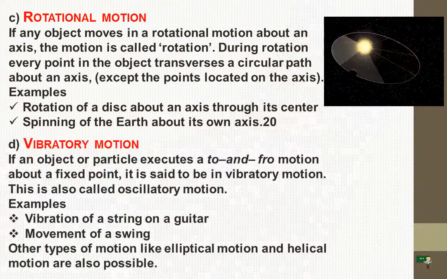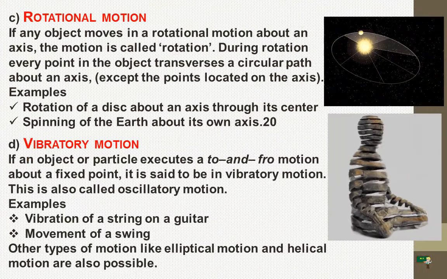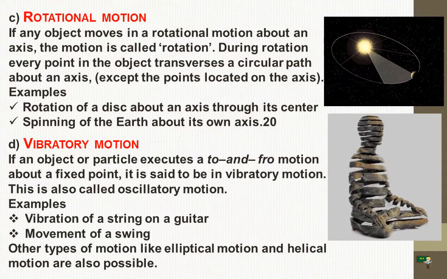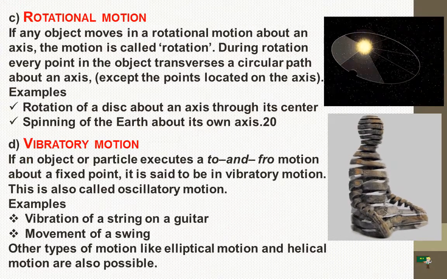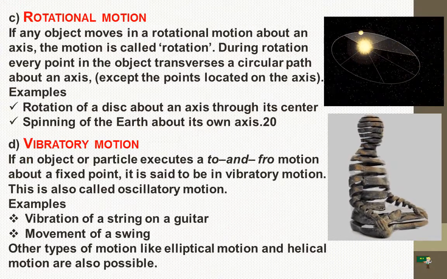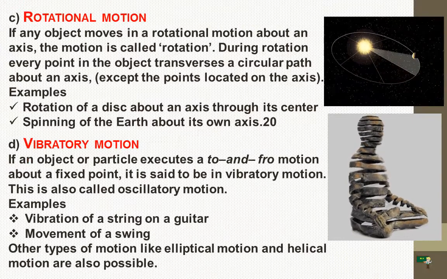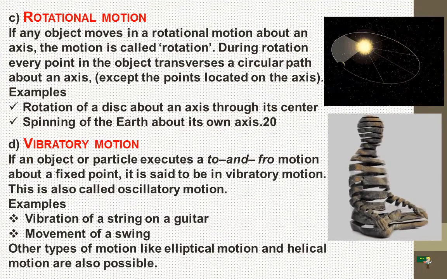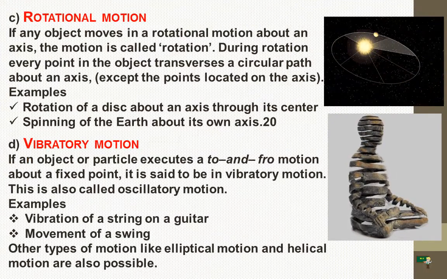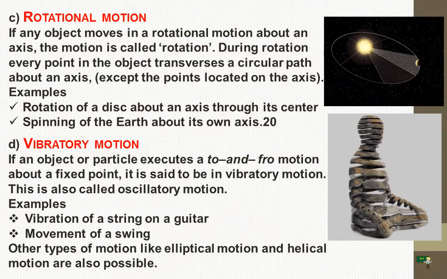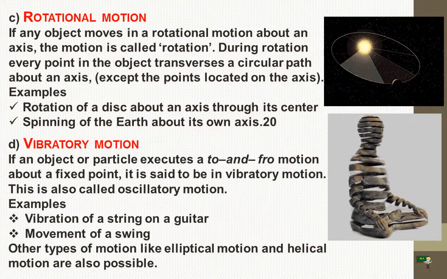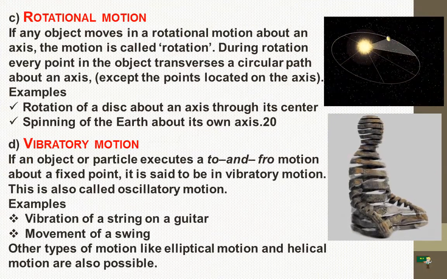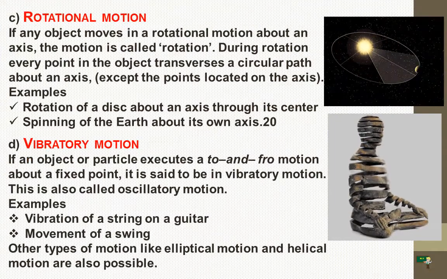The examples are rotation of a disk about an axis through its center, spinning of the earth about its own axis. Then the vibratory motion. What do you mean by vibratory motion? You can see the picture, a perfect vibration. If an object or particle executes to and fro motion, you can see the to and fro motion in the picture very well, about a fixed point, it is said to be vibratory motion. This is also called oscillatory motion. The examples are vibration of a guitar, movement of a swing, and other types of motion like elliptical motion and helical motion are also possible here in the types of motion.